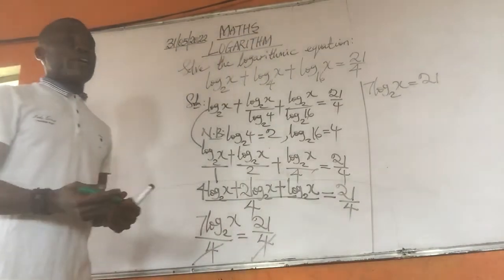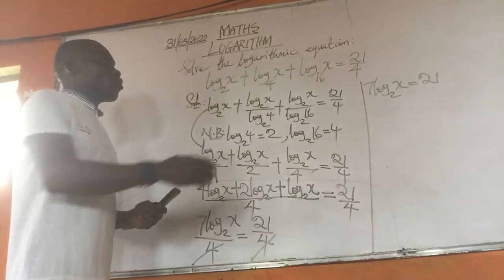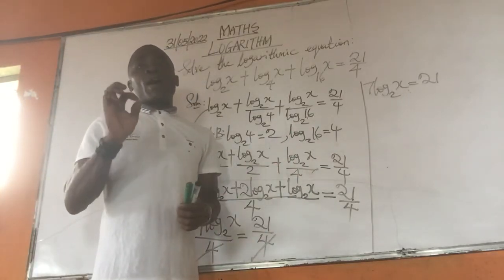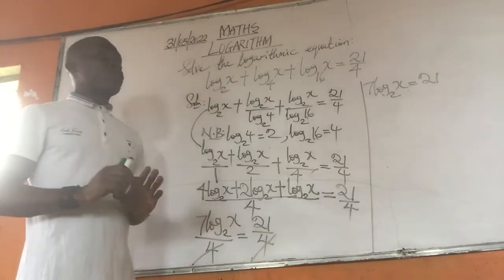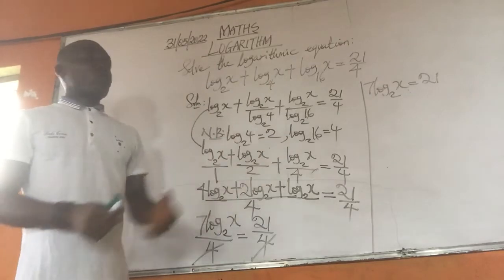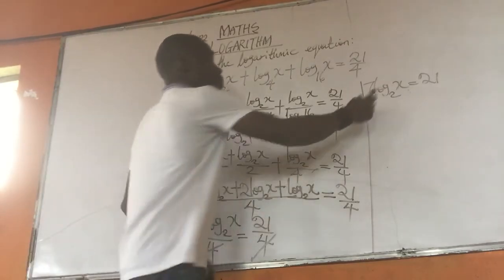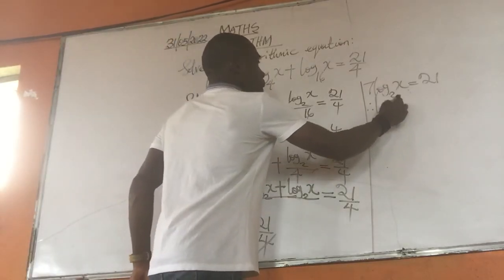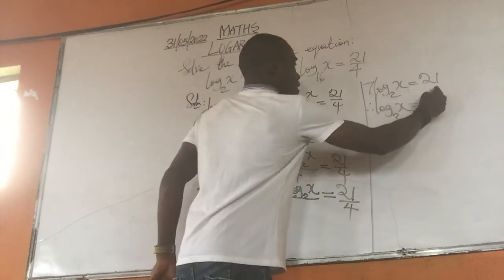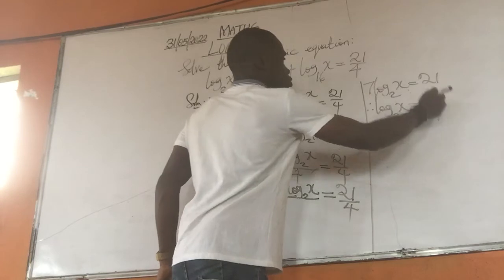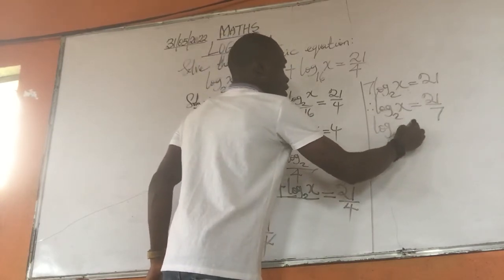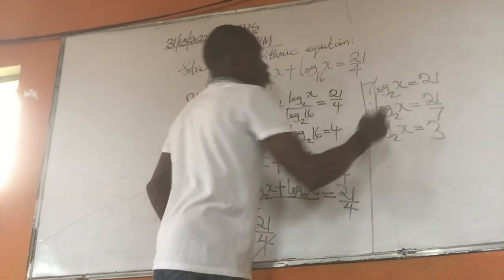What do I do next? Very simple. Since the coefficient of log base 2 raised to the power of x is 7, and I am looking for the value of x, all I have to do is very simple. That means I have to divide both sides by 7. So when I divide both sides by 7, my log base 2 raised to the power of x will be equal to 21 over 7, which is going to give me 3. That means log base 2 raised to the power of x will be equal to 3.